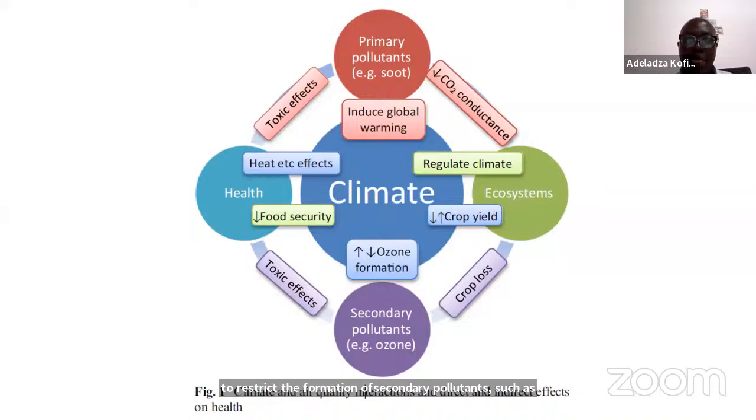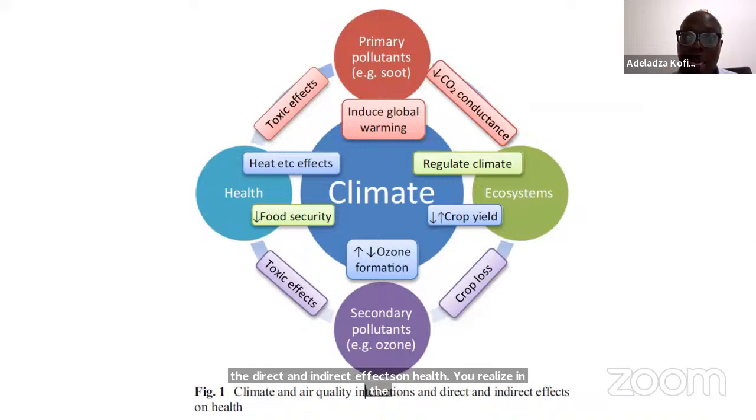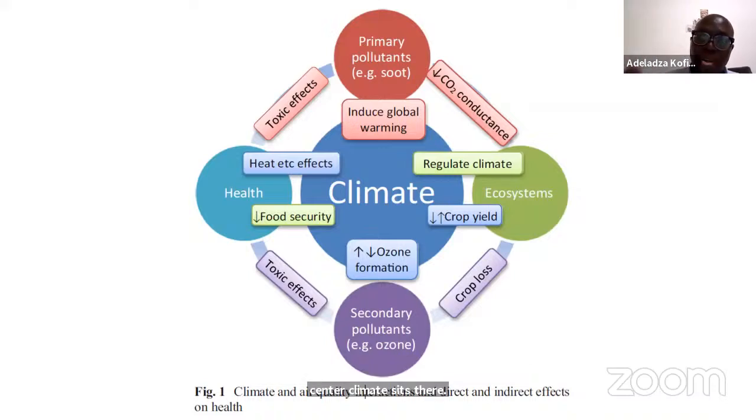So this is a figure on climate and air quality interactions and their direct and indirect effects on health. So you realize that in the center, climate sits there. And climate interacts with health. It also interacts with our ecosystem. It also has an effect on secondary pollutants, as I elaborated on nitrous oxide. It also has an effect on the primary pollutants and the health effects. And then climate also impacts food security, crop yield, etc. Air pollution also impacts crop yield in a way. So you can see the interrelationship in this figure.